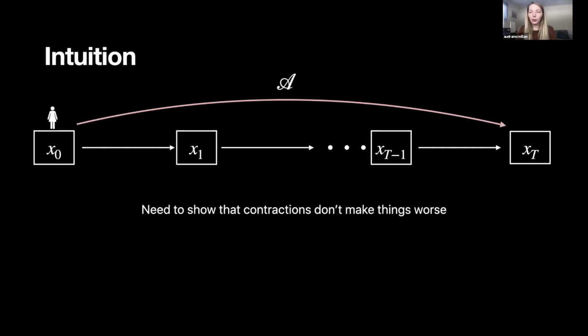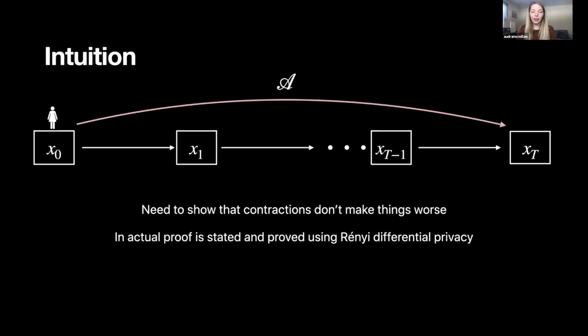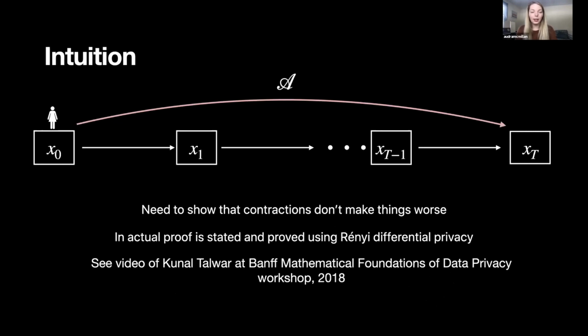Okay, so the crux of the proof really is showing that these contractions don't make it worse. The identity is kind of the worst case, and that is a highly non-trivial proof. So it goes via Renyi differential privacy, or is stated in terms of Renyi differential privacy. It involves some really clever tricks. If you are interested in it, I recommend watching a video that one of the authors, Kunal Talwar, gave at a workshop in 2018 that is online.